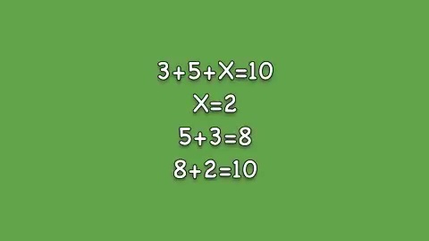Okay, let's review starting with addition. 3 plus 5 plus x equals 10. x equals 2 because 5 plus 3 plus 2 equals 10. How about p plus 4 plus 7 equals 19? p equals 8 because 4 plus 7 equals 11. 11 plus 8 equals 19.